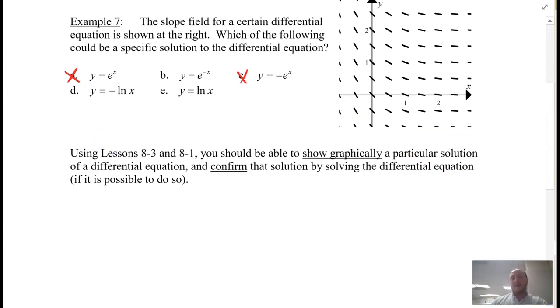Y equals negative natural log of x. Well, I'm going to do e first. I'll talk about the natural log of x. Well, the natural log of x looks something like this. So does that match that slope field? No, we can throw that out. And then a negative one would look something like this. Okay, I mean, kind of, but you'll notice that like the slopes, right, aren't very, very steep there. It's not matching it, right? So that can't be a particular solution there.